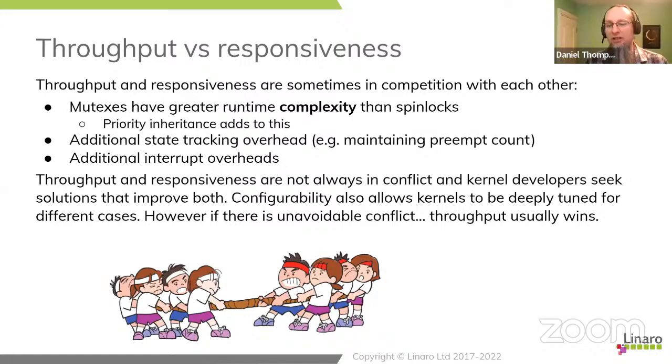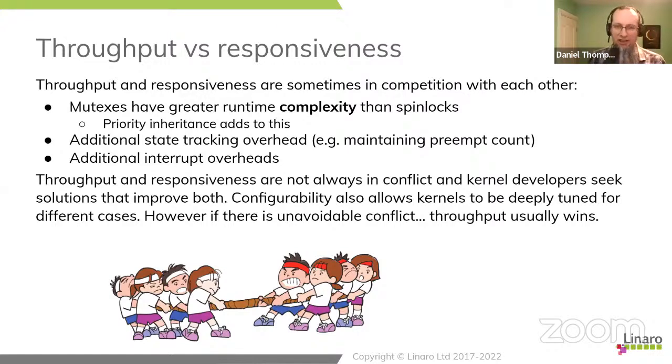There can be additional state tracking overhead. So in exchange for going to stage 3, where we had pervasive preemption, we have to maintain a count of the number of times we've taken a spin lock, which is done by mapping to an atomic variable that we can add and remove. Sorry, a per-CPU variable that we can add and remove from. Not per-CPU, a per-thread variable. So let's get this absolutely scrupulously correct. Inside the thread structure, there is a preemption count that we have to maintain every time we take and release a spin lock.